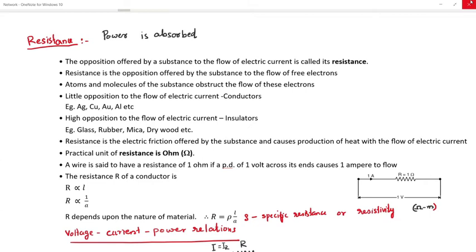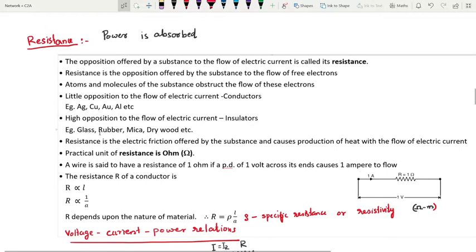Similarly, certain materials offer very high resistance to the flow of electric current, and those materials are known as insulators. Examples of insulators are glass, rubber, mica, dry wood, etc. Materials whose conductivity lies between conductors and insulators are known as semiconductors. Examples: silicon, germanium. So resistance is the electric friction offered by a substance, which causes production of heat with the flow of electric current through it.